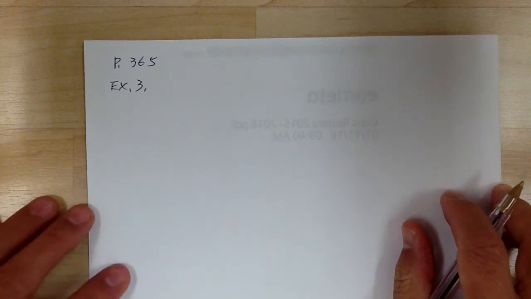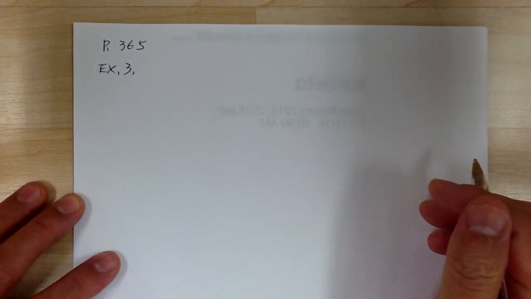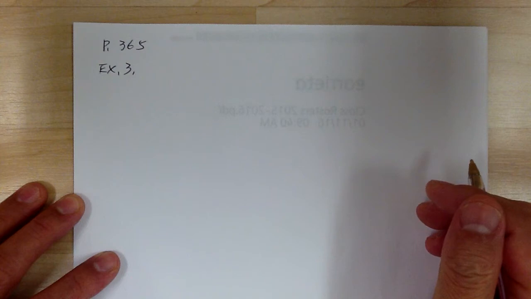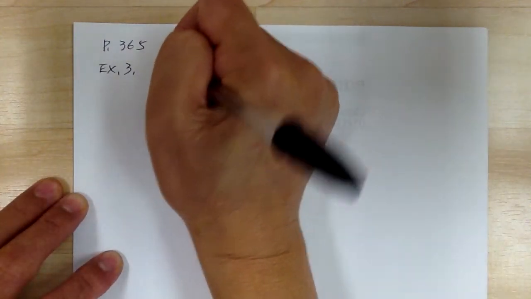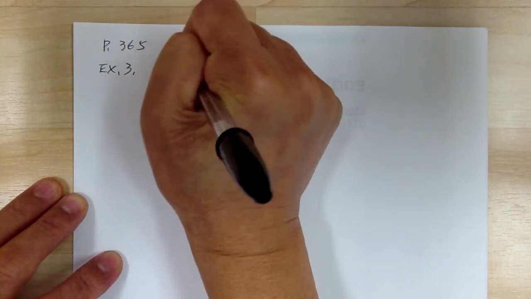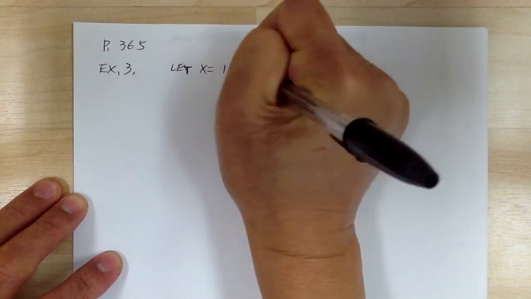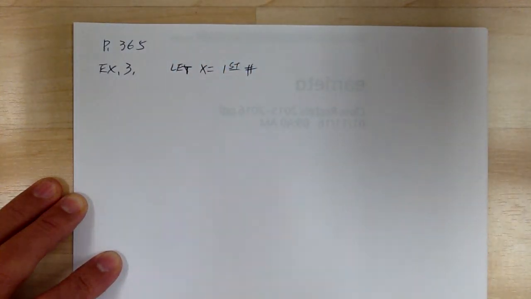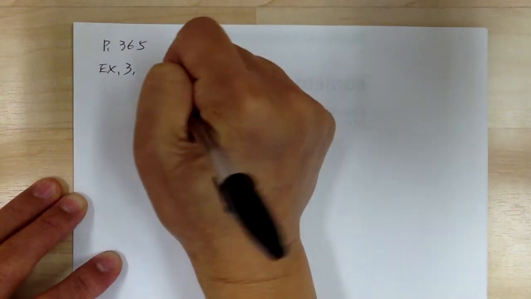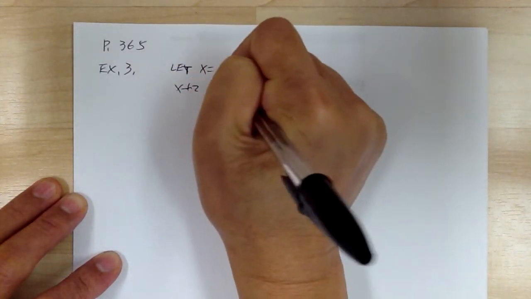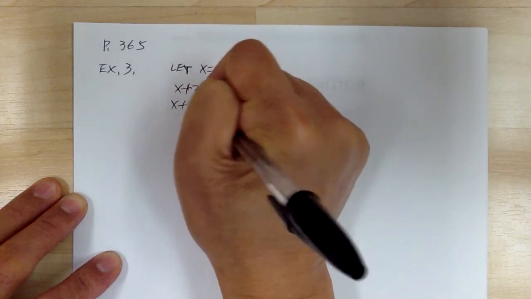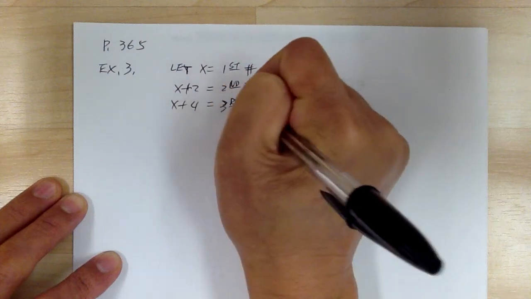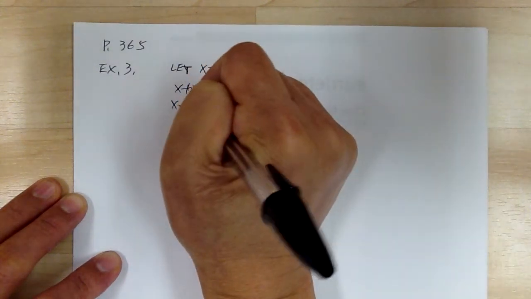Again, read the problem. It says find 3 consecutive odd integers such that the product of the first two is 21 more than 6 times the third. So these are consecutive odd integers, and there are 3 of them. So again, you're going to let x equal to your first number. Consecutive odd integers go by 2s, so you need to plus 2 to get the second number, and plus 2 more to get the third number. Make sure you set it up first. So those are your 3 numbers.